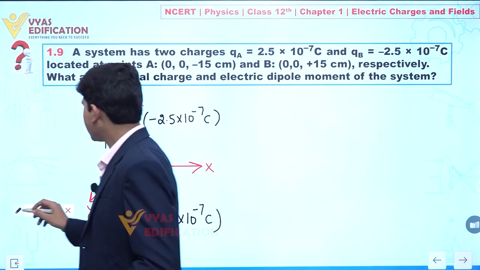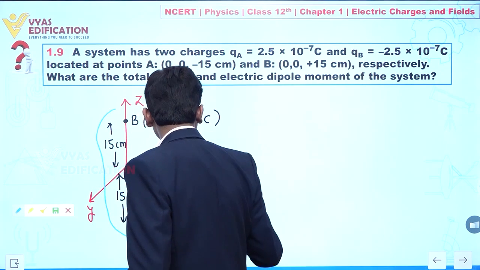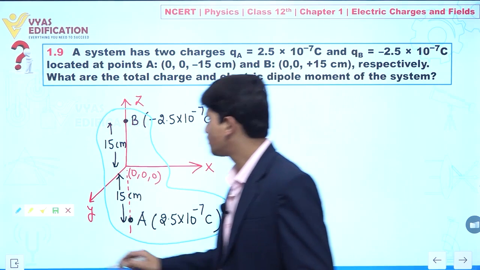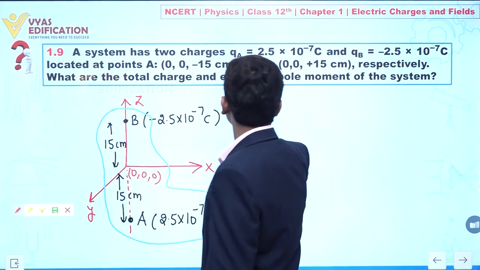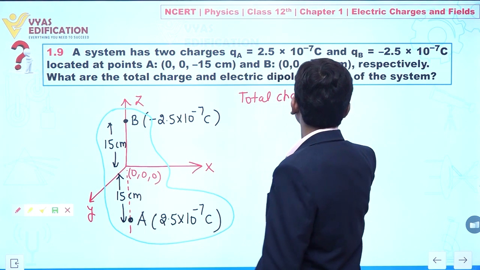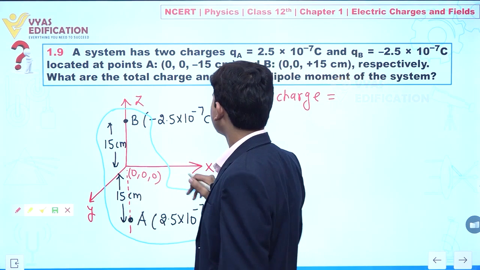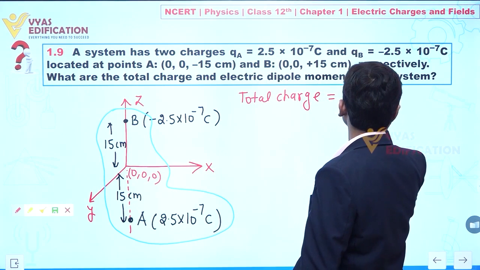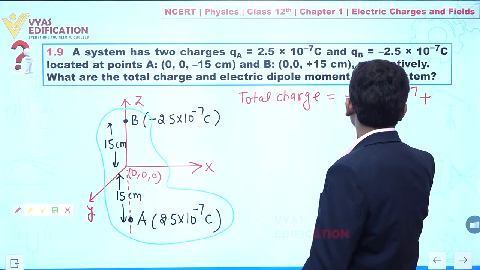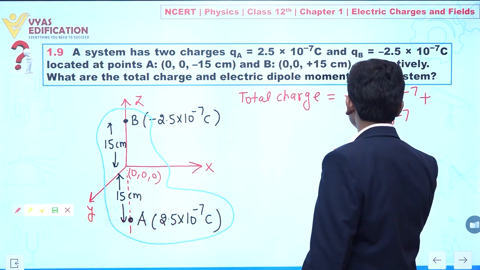Clear? So if we consider this dipole as a system, then we can see the total charge that is present. So we can write like this: total charge of the system is equal to minus 2.5 into 10 to the power minus 7 plus 2.5 into 10 to the power minus 7, and we can say this is 0 coulomb.